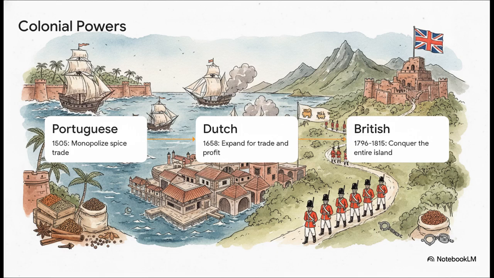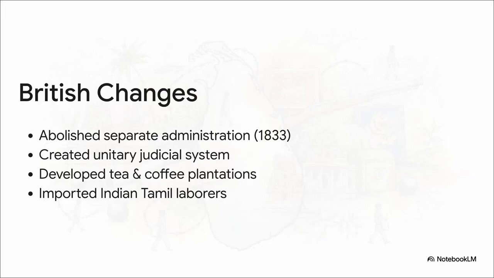Finally, the British showed up in 1796. And here is the crucial turning point. By 1815, the British achieved what literally no other European power had managed. They wore down the sovereignty of Kandy and conquered the entire island. This British conquest completely rewired Sri Lanka. Previously, there had been 3 totally separate administrative systems, the Sinhalese Maritime, the Tamil Maritime, and the Kandyan provinces. But in 1833, the British abolished all of them. They forced integration by creating a single, unitary administrative and judicial system.